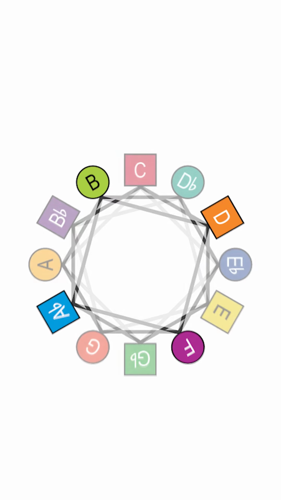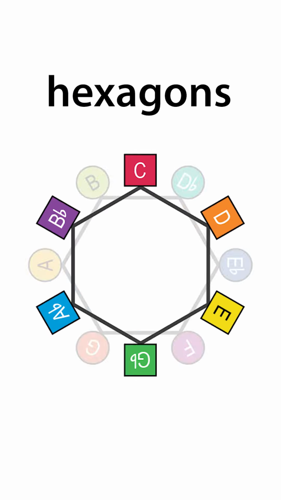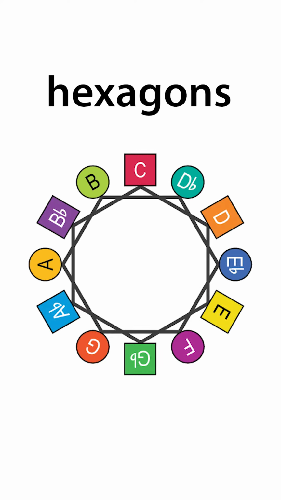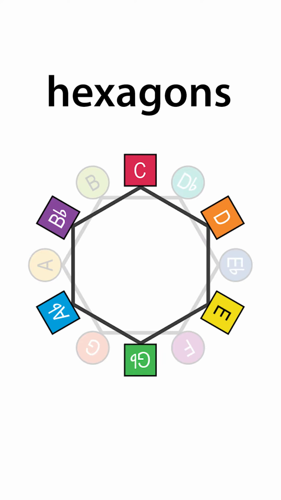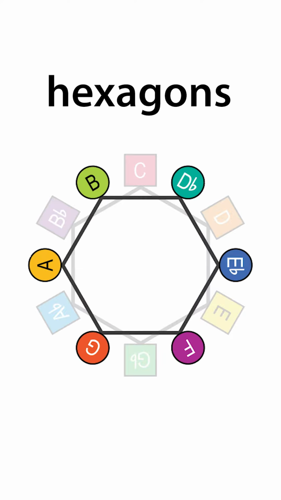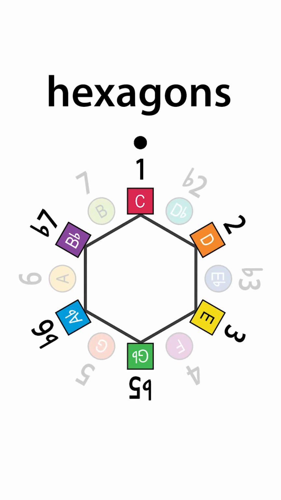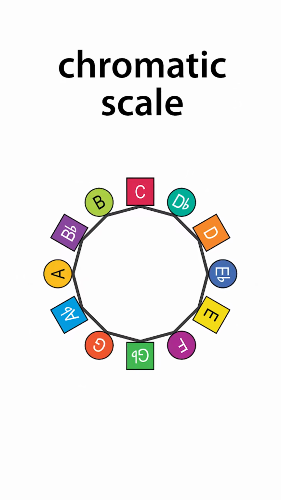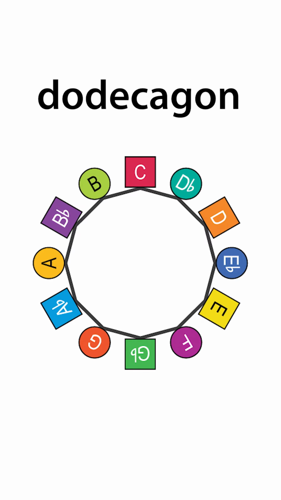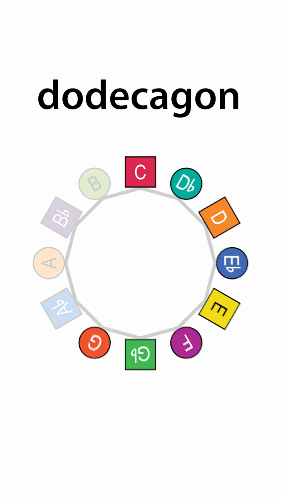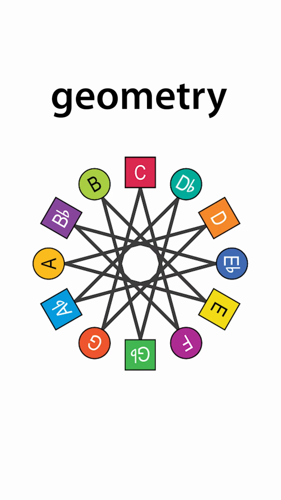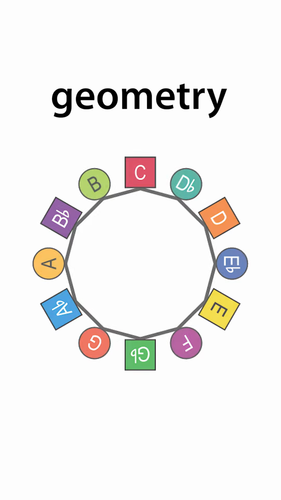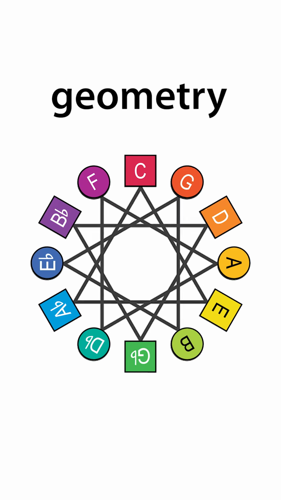The chromatic scale also includes 2 hexagons of whole step intervals, where each set forms its own whole tone scale. In the key of C, these 6 notes combine to make a dissonant C9, flat 5, flat 6 chord. And finally, when you connect all 12 notes of the chromatic scale, a 12-sided dodecagon forms. These 6 shapes are the foundation of all patterns in music theory, which is really just audible geometry.